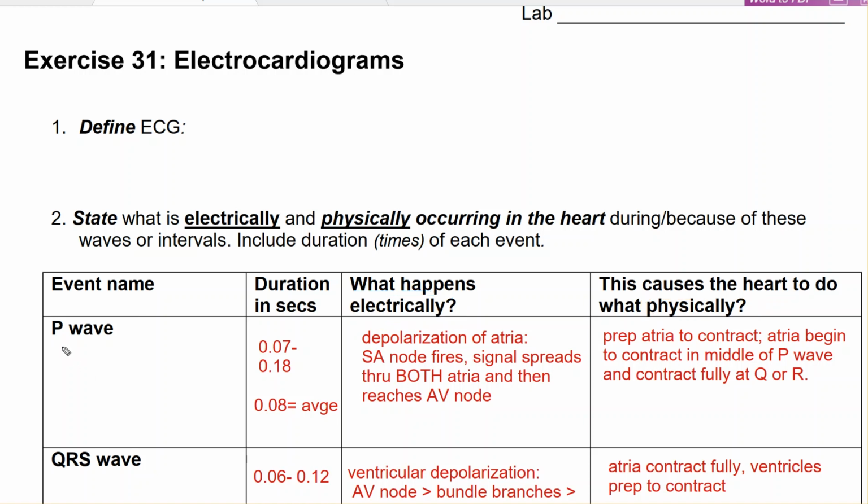The P wave, the first thing that we do is depolarize the atria, and then this is the path of the signal. And then this is what's happening physically to the heart. And so I've done this one for you. And then duration in seconds. Oftentimes there will be a range given in your book, and then there's an average value. So if you see two values here, the bottom one that's singular is always just going to be the average value.